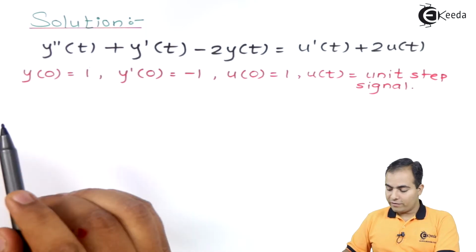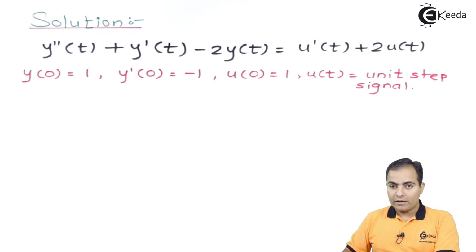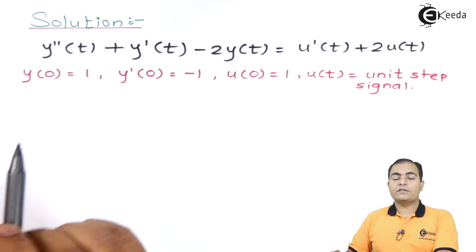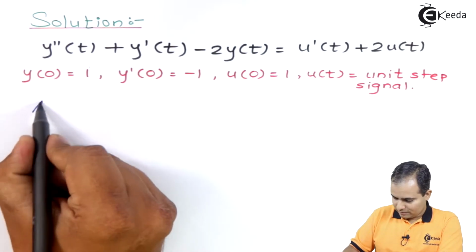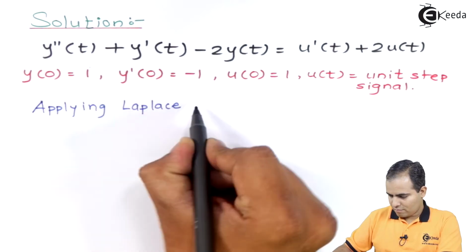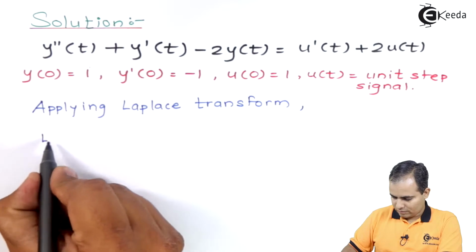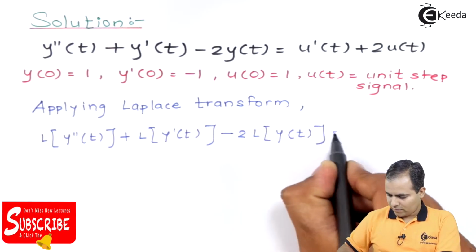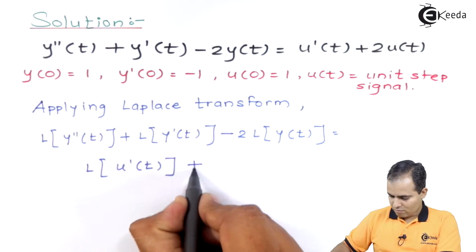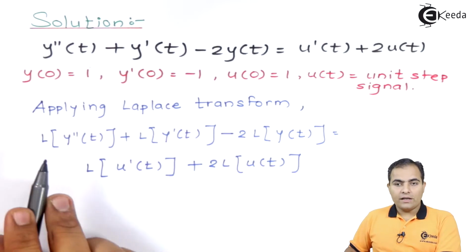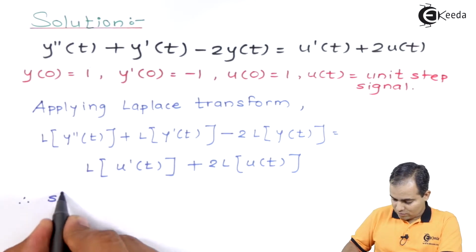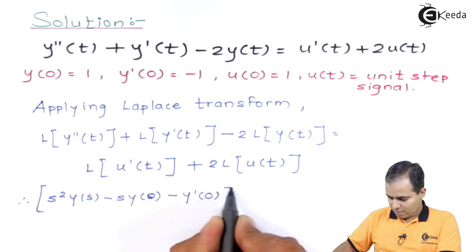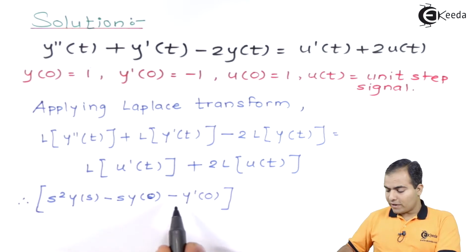So first of all, we are going to apply a Laplace transform on both the sides, but remember one thing, your initial conditions are given, which means you have to use the differentiation property which is derived in the unilateral Laplace transform. The Laplace transform of y double dash of t is s square Y of s minus s y of 0 minus y dash of 0.